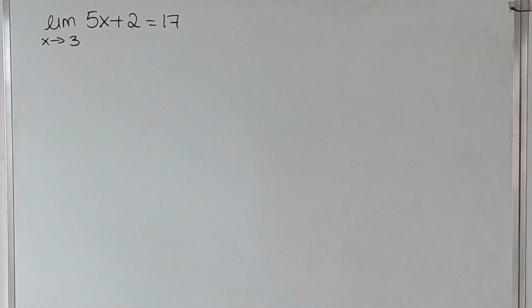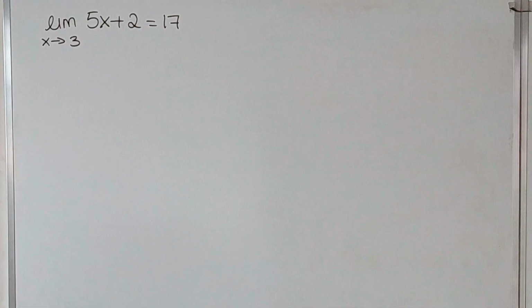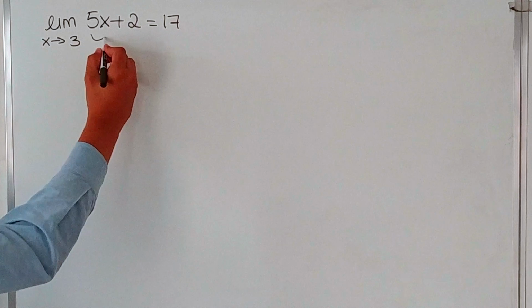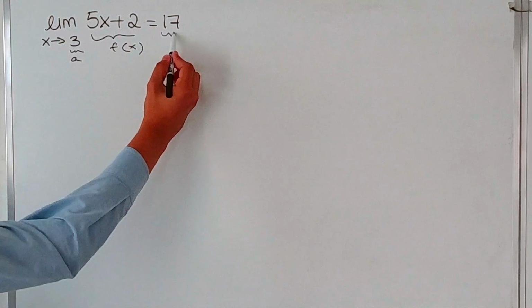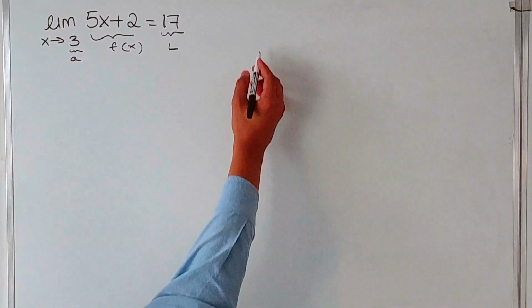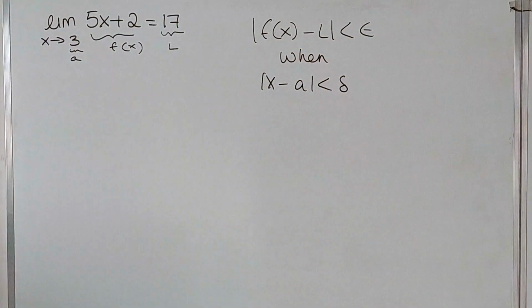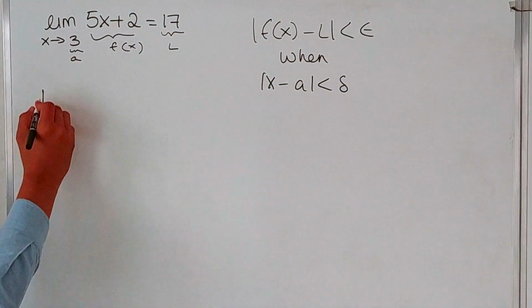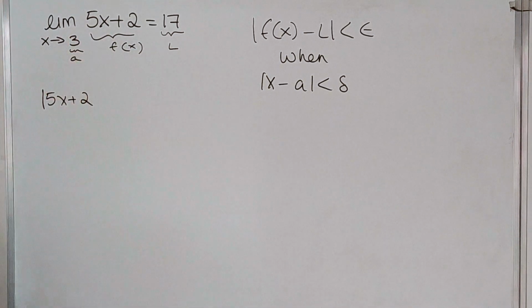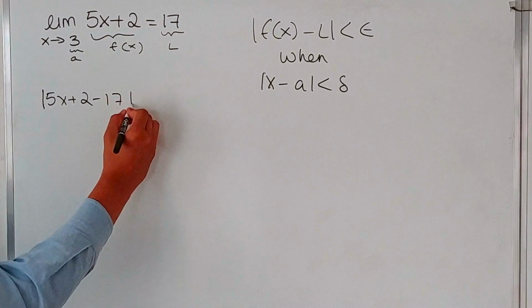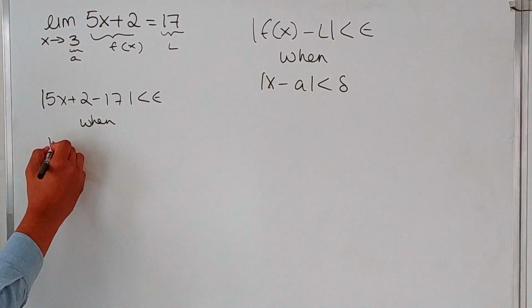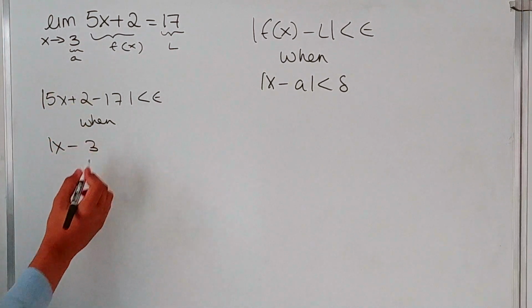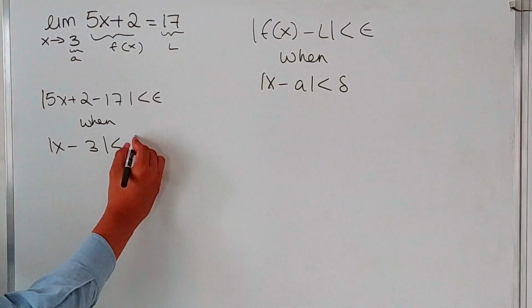The first thing that we have to do is start with those absolute value signs such that we can restrict x. So the first thing that we can see is this can be treated as f of x, this can be treated as a, and this can be treated as L. So in the general form, we can now say that the absolute value of 5x plus 2, which is f of x, minus L, which is minus 17, must be less than some value of epsilon when the absolute value of x minus 3, which is treated as a, must be less than some value of delta.